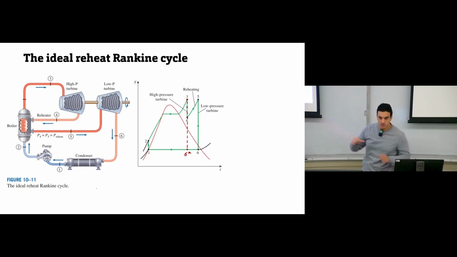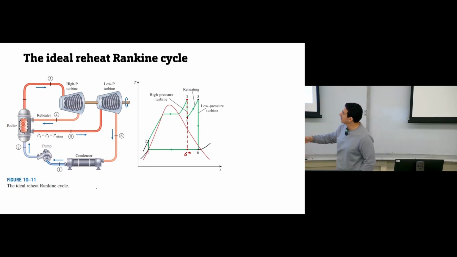Point number 6. So with this reheat, we have expansion happening inside the turbine, and we got point number 6, which is very close to the saturated vapor. So this is one advantage, and we obtain this without any change in the temperature.